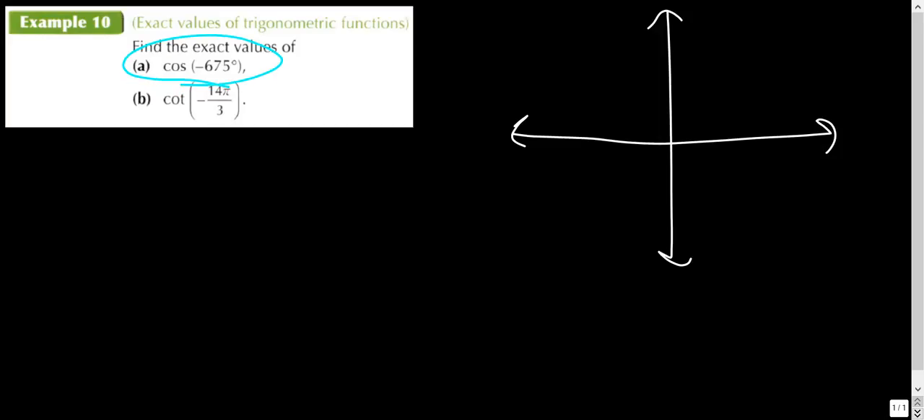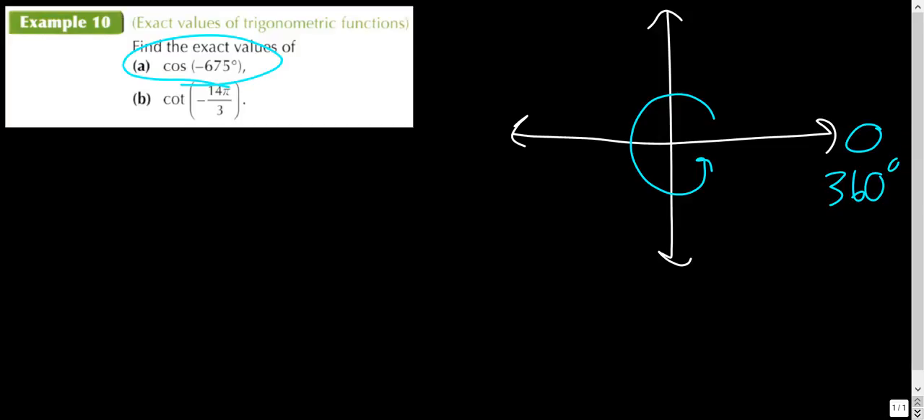Well, we were never asked to find the exact value of cosine of negative 675. So what we need to do is relate it back to an angle between 0 and 90 degrees, right? We want to find an acute angle like we've been doing this entire section. So we start at 0, and we move around and try to figure out where this is in relation to other things that we know. Well, negative 675 is pretty big. So we need to try to fit it back somewhere between 0 and 360 degrees.